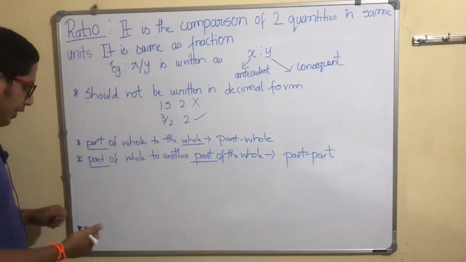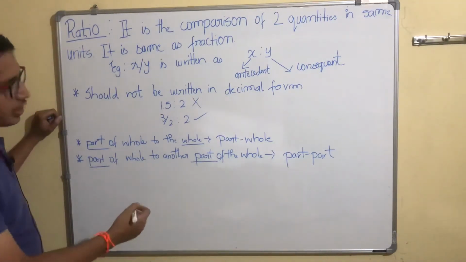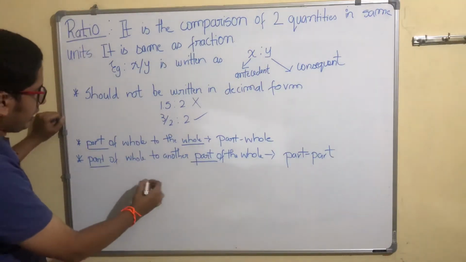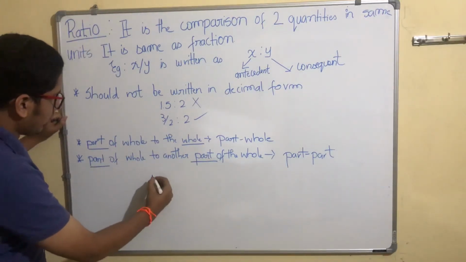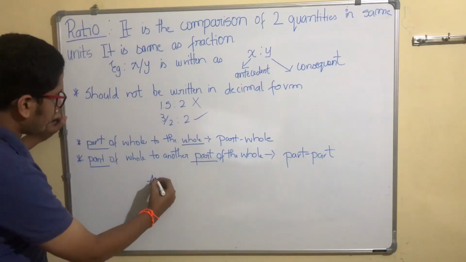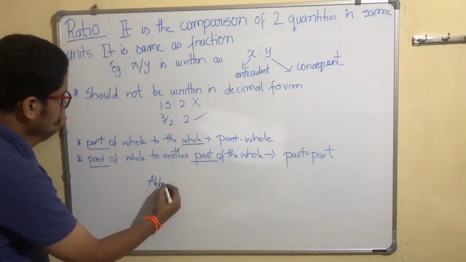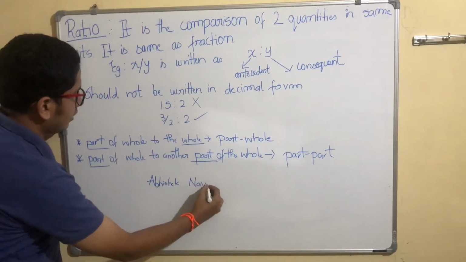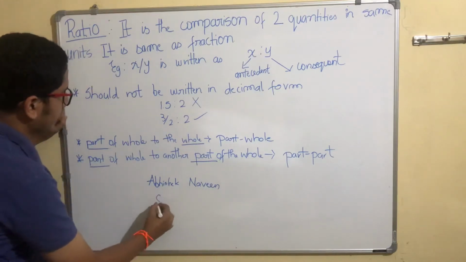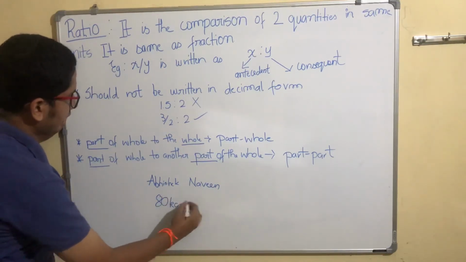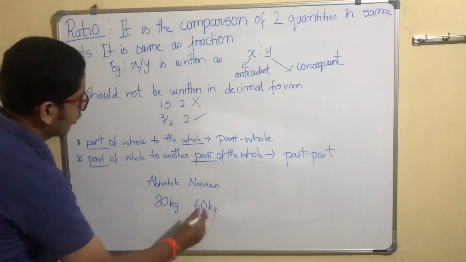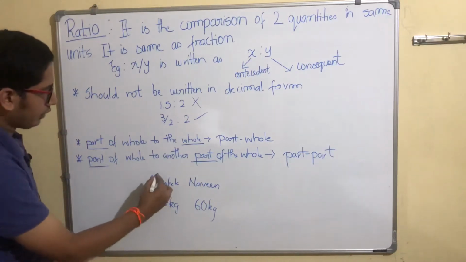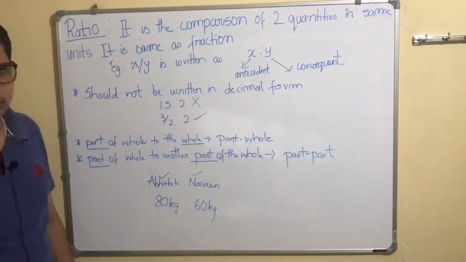For example, you can find the ratio of weights of two people. Suppose there are two persons. One person's name is Abhishek, and one more person is Naveen. His weight is 80 kg. His weight is 60 kg. These are two like quantities, so we can compare them. We cannot compare the height of this person with the weight of that person, so that is not the right thing.